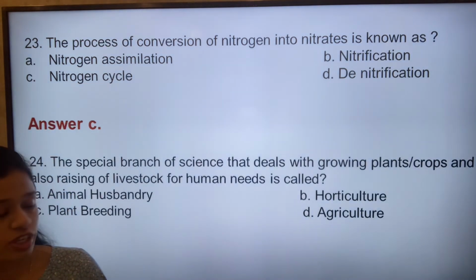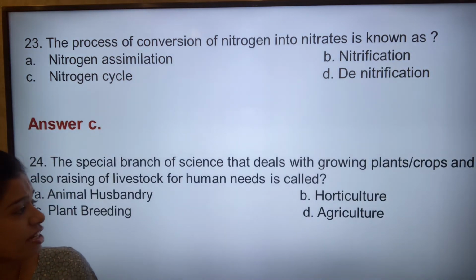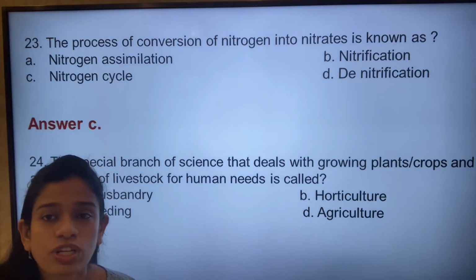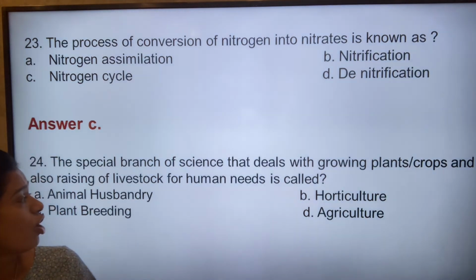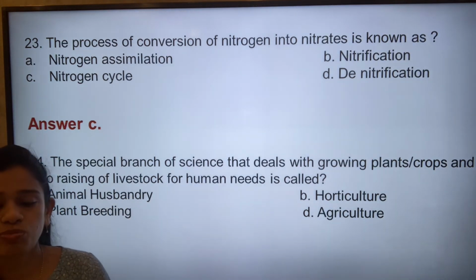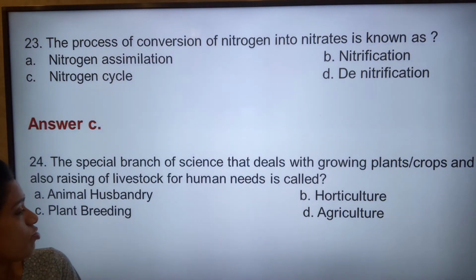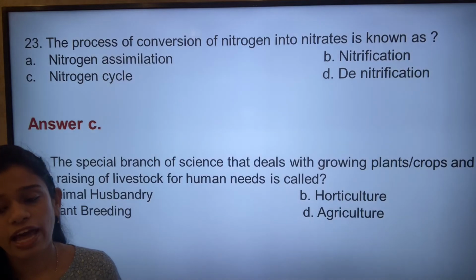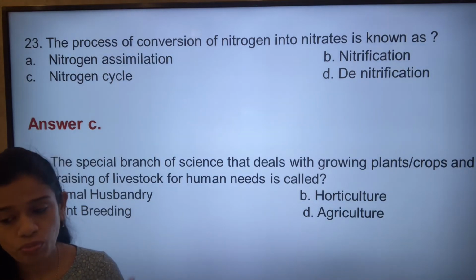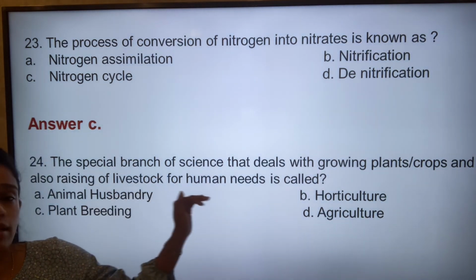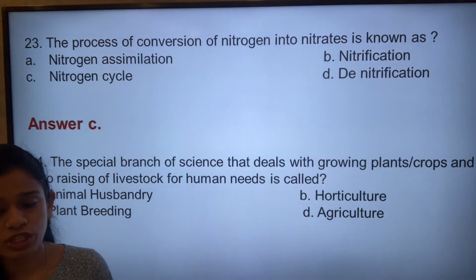The next question: the special branch of science that deals with growing of plant crops and also raising of the livestock for human needs. It is also the growing of the plant crops as well as maintaining of the livestock for human needs. Is it animal husbandry, horticulture, plant breeding, or agriculture? The answer is agriculture, that is, it includes both the crops as well as the livestock. So it is option D.